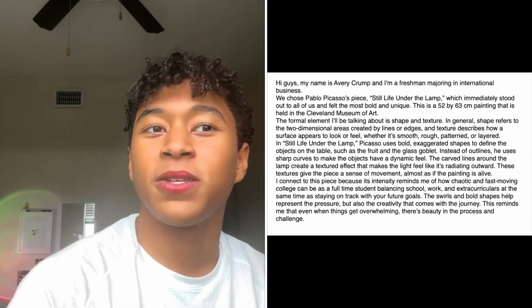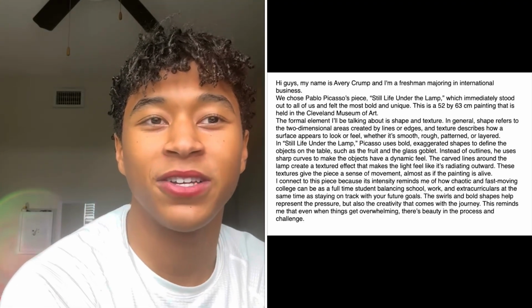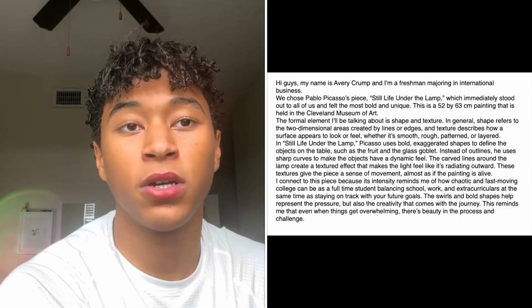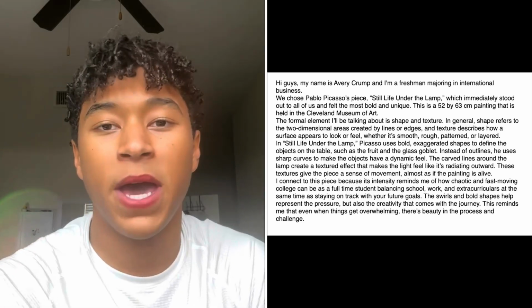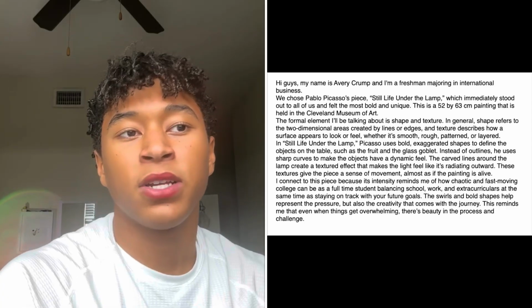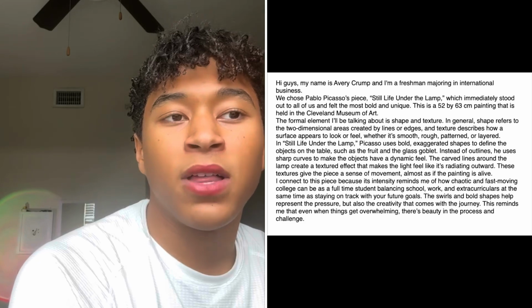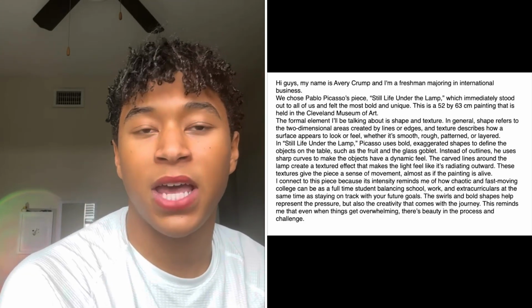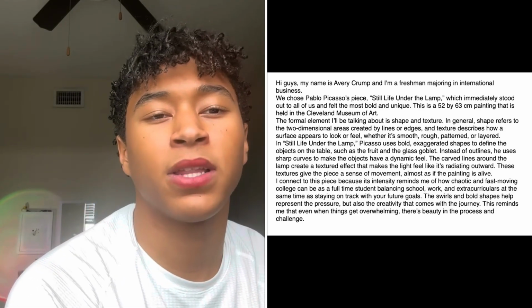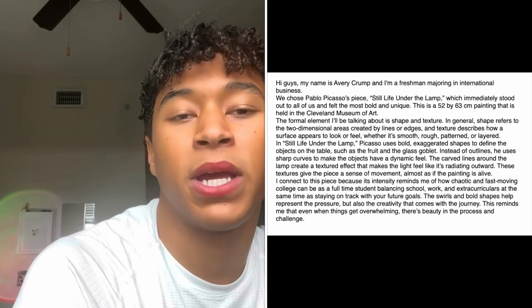The formal element I'll be talking about is shape and texture, and in general, shape refers to two-dimensional areas created by lines or an edge, and texture describes how a surface appears to look or feel, whether it's smooth, rough, patterned, or layered. In Still Life Under the Lamp, Picasso uses bold, exaggerated shapes to define the objects on the table, such as the fruit and the glass goblet. Instead of outlines, he used sharp curves to make the objects have a dynamic feel, and the carved lines around the lamp create a texture effect that makes the light feel like it's radiating outwards. These textures give the piece a sense of movement, almost as if the painting is alive.